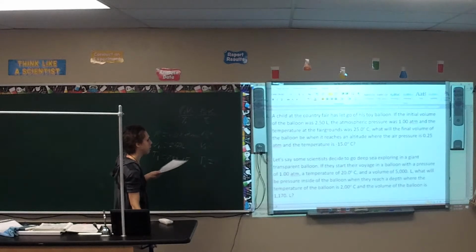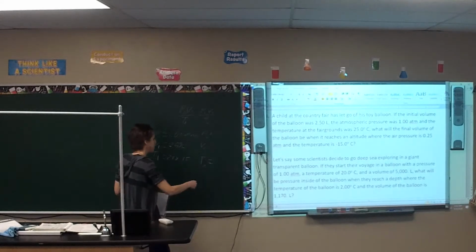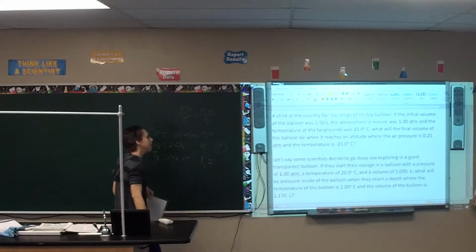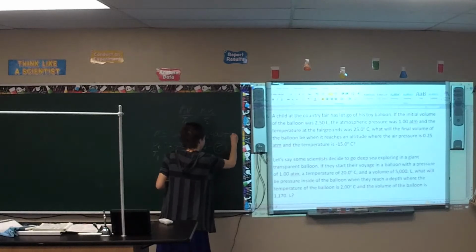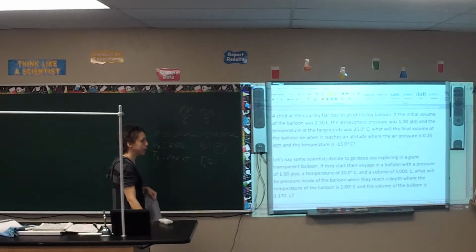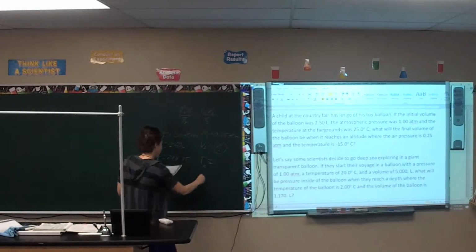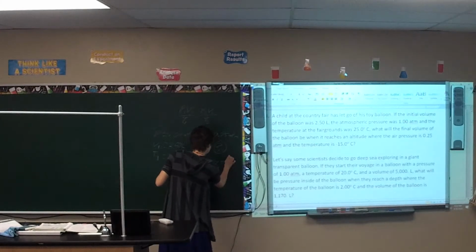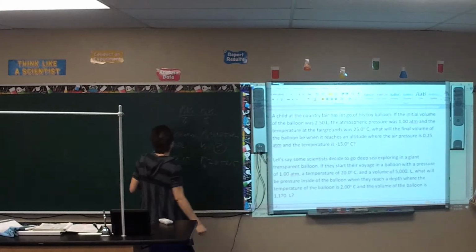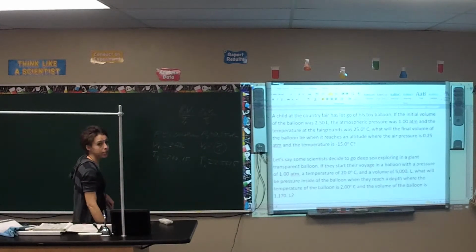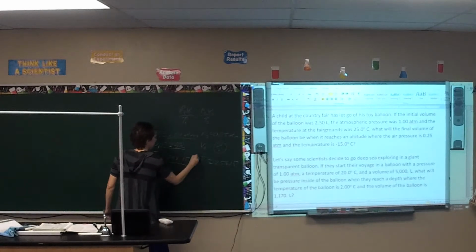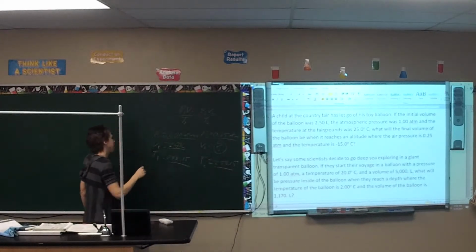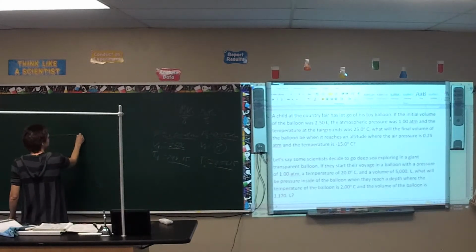Alright, it says, what will the final volume of the balloon be? So it's asking about volume, so I already know that's what I'm finding. When it reaches an altitude where the air pressure is 0.25 atm and the temperature is negative 15 degrees Celsius. So add negative 15 degrees Celsius to 273. That'll give me 258.15 Kelvin. So again, once you plug everything in, it's not as scary. Make sure that you write down a list like this, so it'll help you see what parts you have, so that you can just plug them into your equation. I'm going to come over here so I have enough space. I never have enough space.